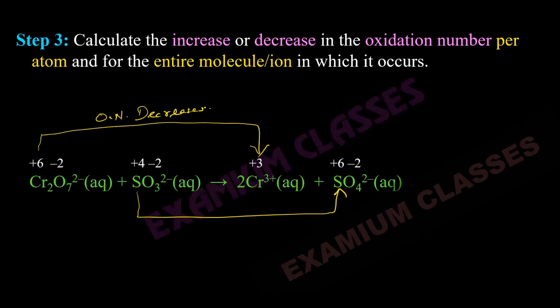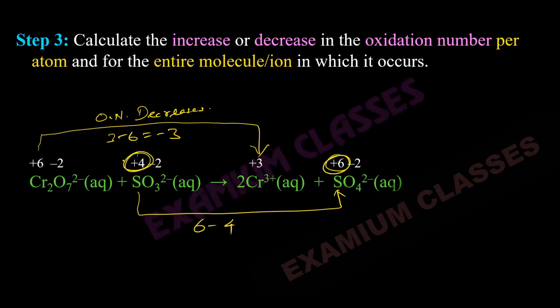How much does it decrease? 3 minus 6, that is, it will be -3, a change of -3, final minus initial. Final is 3, initial 6. For sulfur, in sulfite going to sulfate, the oxidation state is increasing. How much is it increasing? 6 minus 4, final is 6, initial 4. 6 minus 4, that is +2.